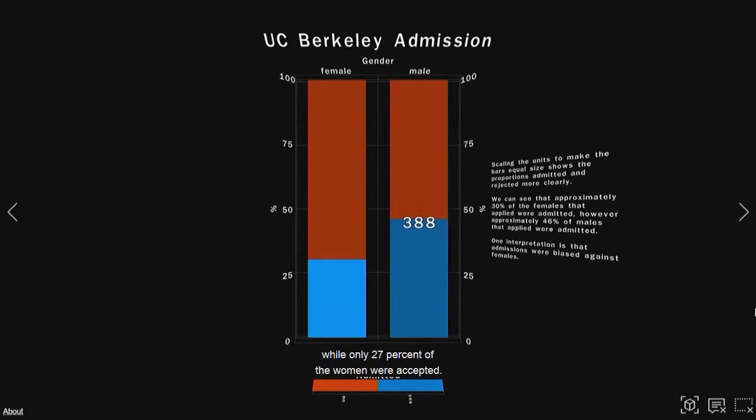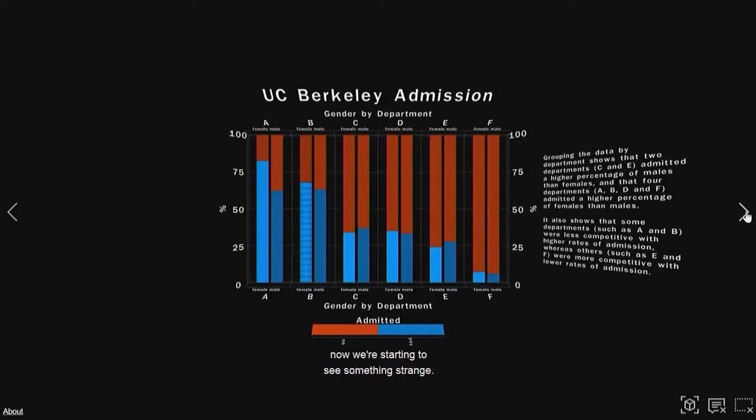But something strange is happening. When we break this out by department, now we're starting to see something strange. In every single department, the women were better than the men, or almost at parity. So yeah, right, a little closer.